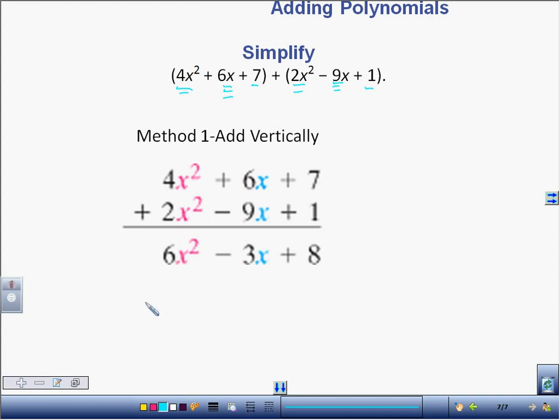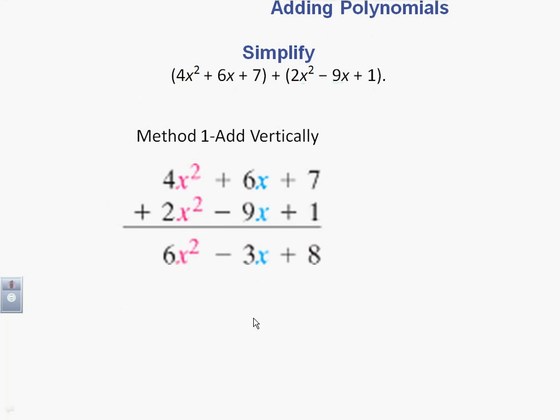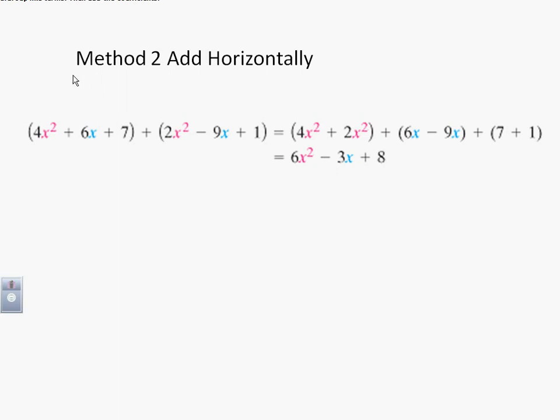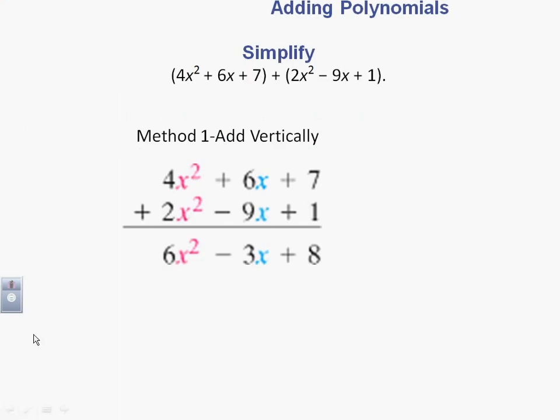Okay, so let's see what's next on my powerful PowerPoint. This is called the horizontal method. Can I go back for a second? Sorry. I think the vertical one's better. I like the vertical method better than the horizontal method.